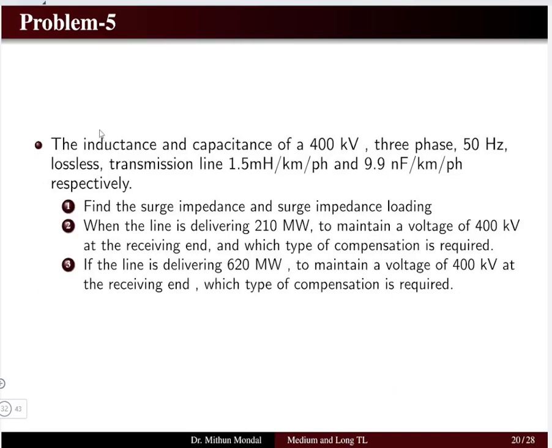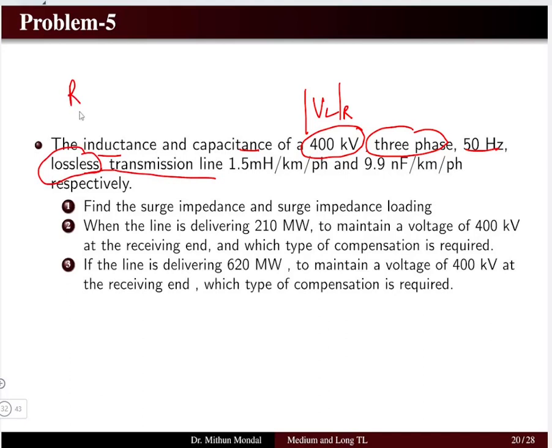Next problem: the inductance and capacitance of a 400 kV three-phase system. This is basically the line voltage at the receiving end. This information is given: line voltage at the receiving end, 50 hertz lossless transmission line. Lossless means there is no loss, so we will not have any resistance part or any conductance part. And this information is given about the inductance, and this information is given about the capacitance of the line.